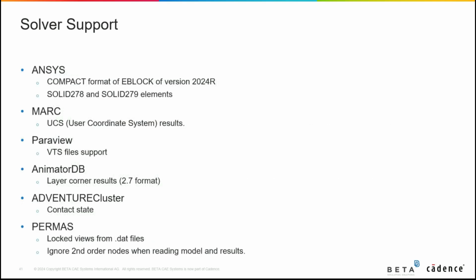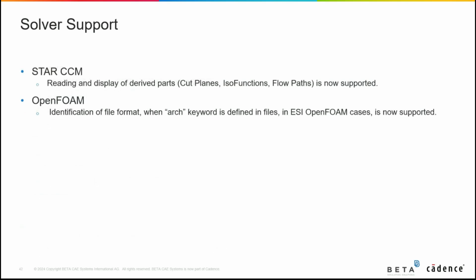Moving on to ANSYS. Compact format of EBLOCK of version 2024R is now supported, along with some new element types. There have also been some generic developments for various solvers such as Marc, ParaView, AnimatorDB, Adventure Cluster, and finally Permas. Additionally, for STAR-CCM+, reading and displaying of derived parts is now supported. For OpenFOAM, identification of file format, when the ARCH keyword is defined in files in ESI OpenFOAM cases, is now supported.